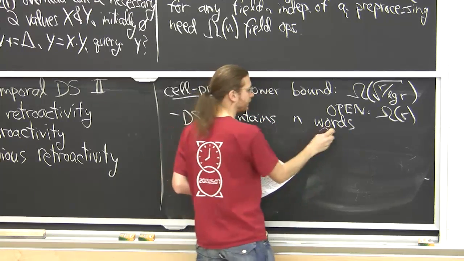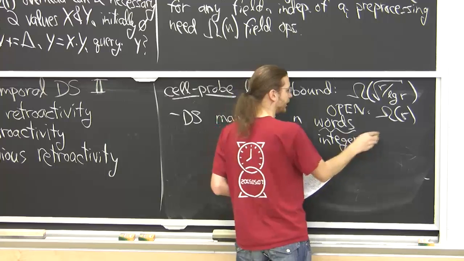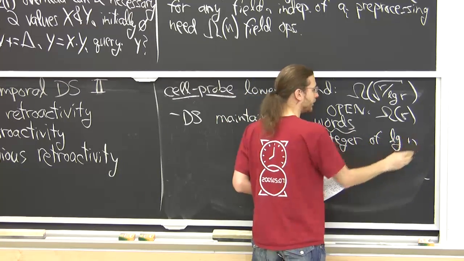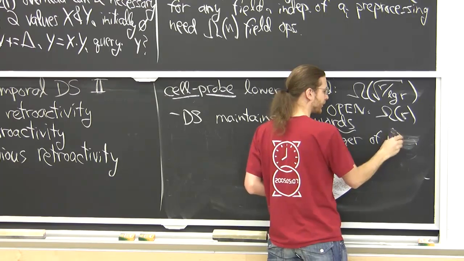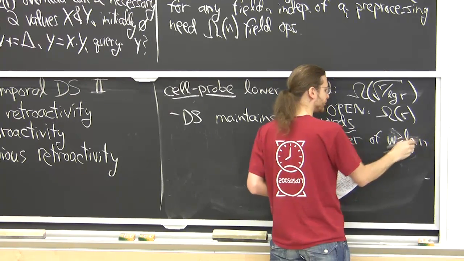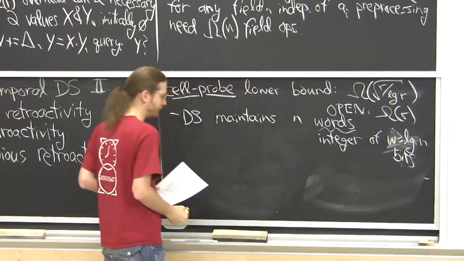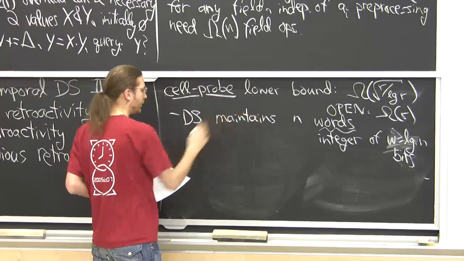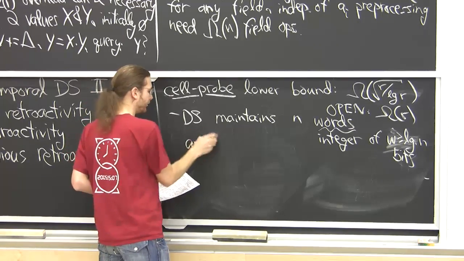I should say typically in this class a word is an integer of, let's say, log n. I'll be more precise: w bits, where w is at least log n. We'll talk about this a lot more later in the class when we get to integer data structures. But if you were wondering what a word means, there it is.